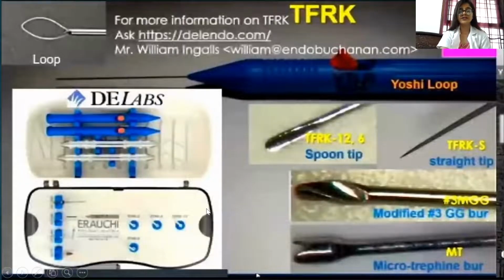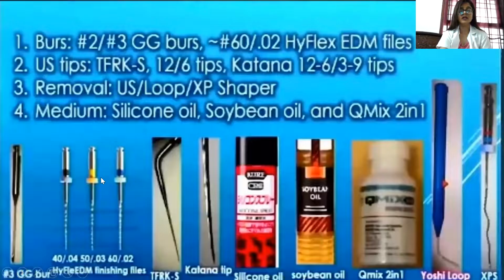This is Terauchi file retrieval kit. It consists of 5 instruments, that is Yoshi loop, spoon tip, straight tip, modified 3 GG burr, and micro trephine tip. The media used are silicone oil, soybean oil, and Q-mix 2 in 1.